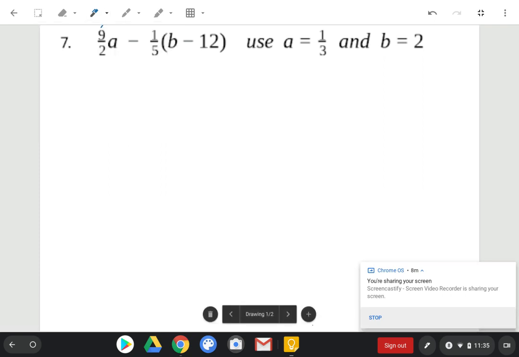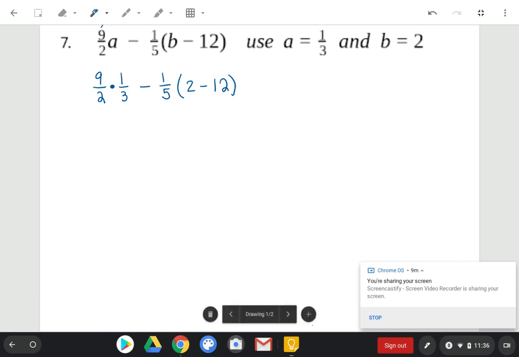So the first thing I'm going to do is to substitute in the numerical values for the variables. So that would be 9/2 times A, which is a third. Notice I used a dot to indicate multiplication. Minus 1/5 times B is 2 minus 12.